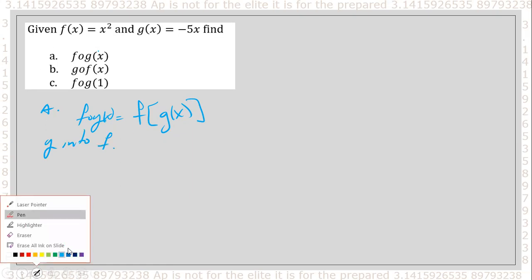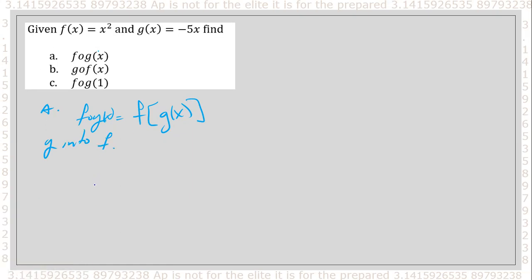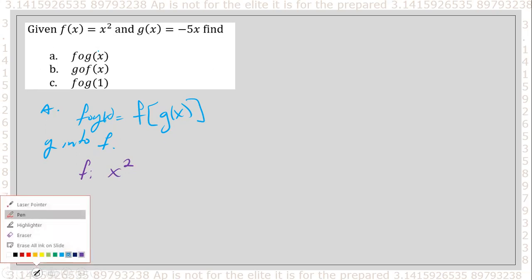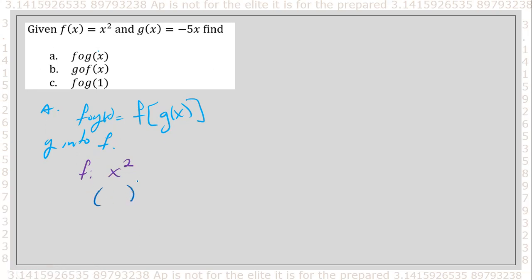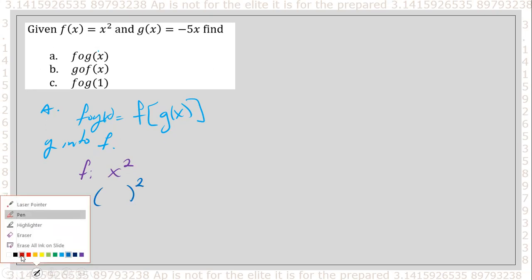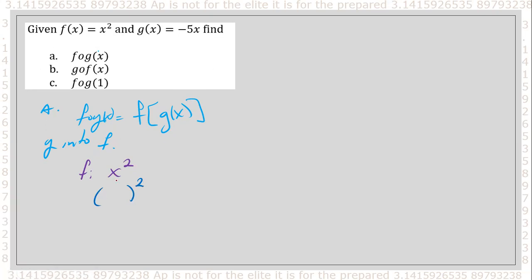So let's go ahead and write this out. My f function is x squared. And I'm going to put my g function inside there. So it's now parentheses squared, and inside those parentheses, I'm going to put my g function, which in this case is negative 5x. I do some simplifications, negative 5x times negative 5x gives me a nice 25x squared. Alrighty, let's try the next one.